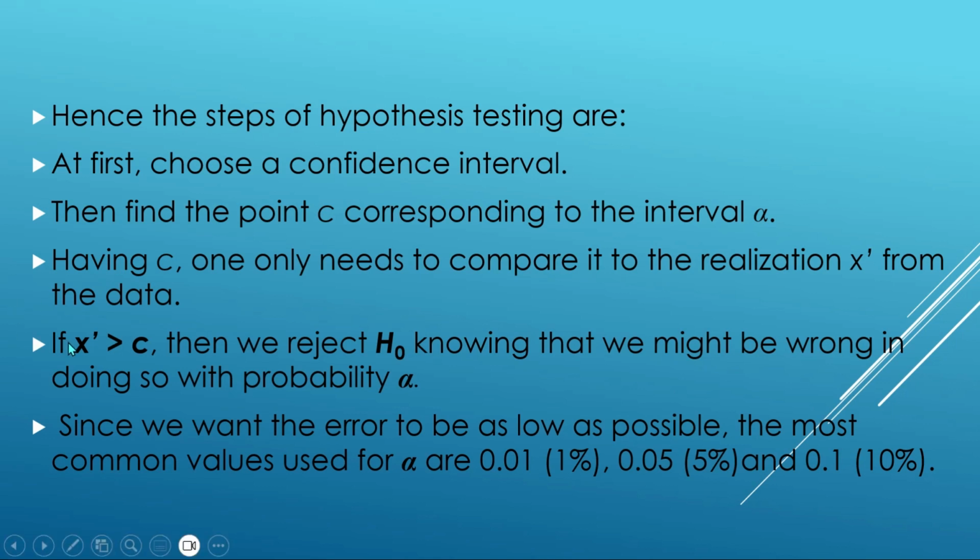If x prime is greater than C, then we reject H0, knowing that we might be wrong in doing so with probability alpha. Since we want the error to be as low as possible, the most common values used for alpha are 0.01, 1%, 0.05, 5%, and 0.1, 10%.